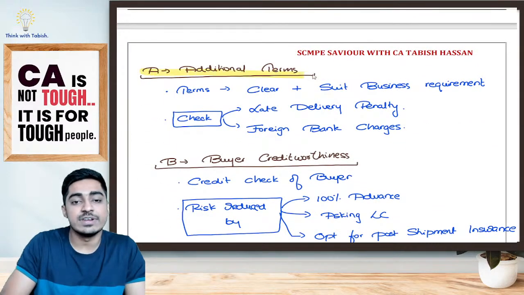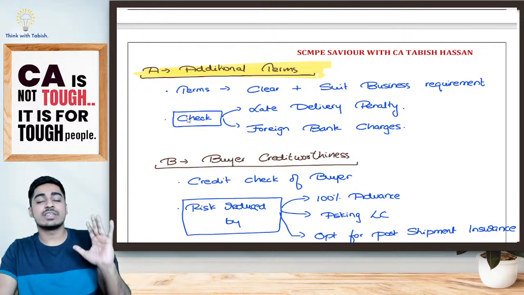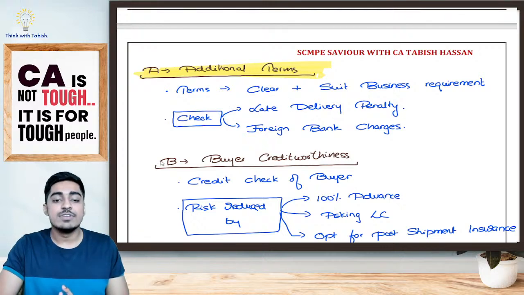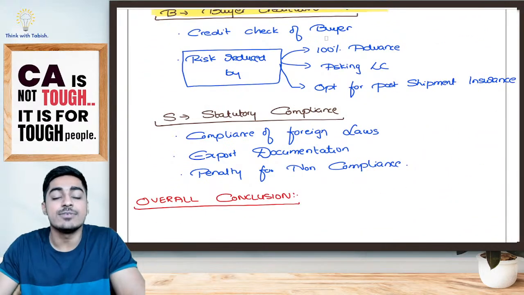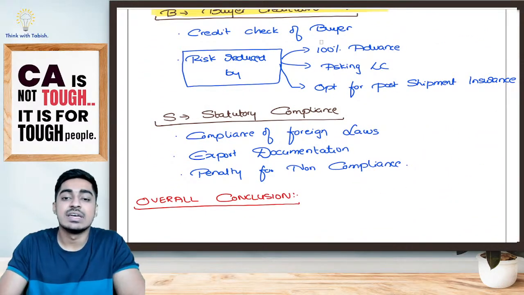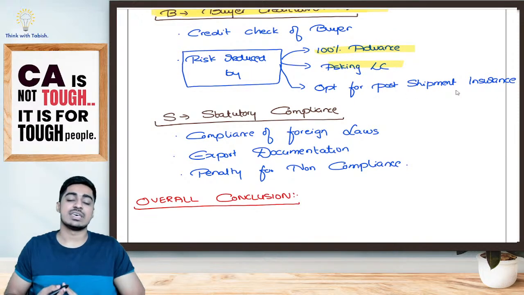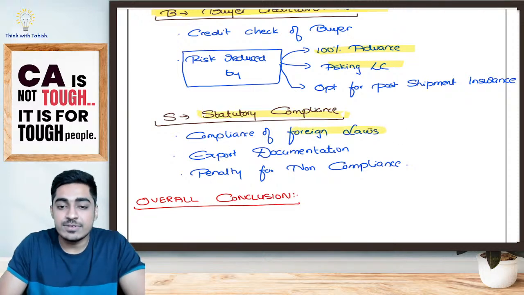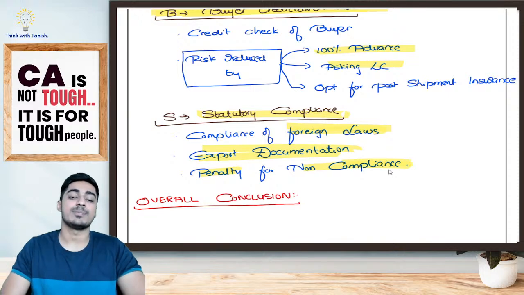Next, additional terms. We need to see if the terms are clear and suit the business requirement. We need to see for export, whether the customer is charging any late delivery penalty. We need to see if we have to incur any foreign bank charges. We need to look at the buyer's creditworthiness and make an evaluation of it. And how can we reduce the risk? Either take 100% advance, ask for a letter of credit, or opt for post-shipment insurance. And we also need to look at the statutory compliances: whether we will be in a position to comply with all the foreign laws, whether export documentation is correctly maintained, and what the penalty is if there is any non-compliance.